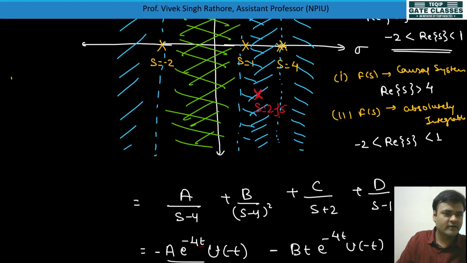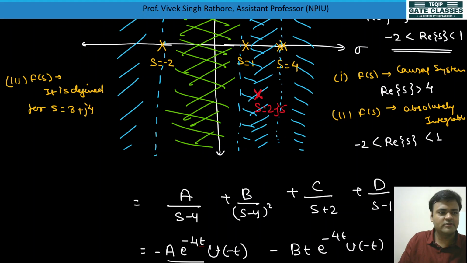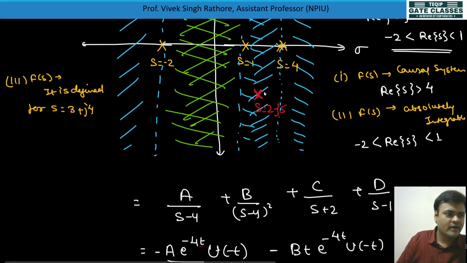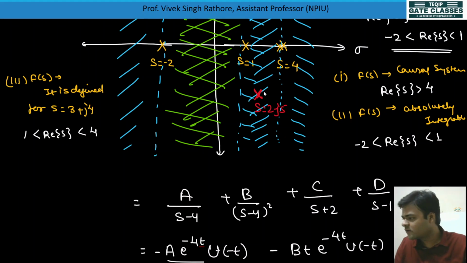Now condition 3. If F of s is to represent a system in which it is defined for s equal to 3 plus j4, then which ROC should be considered? 3 plus j4 lies in this region only, so ROC number 3 will be considered. ROC number 3 has the real part of s greater than 1 and less than 4. This ROC will be considered.